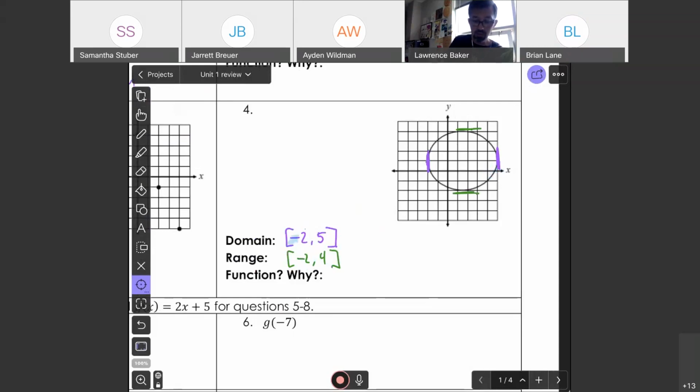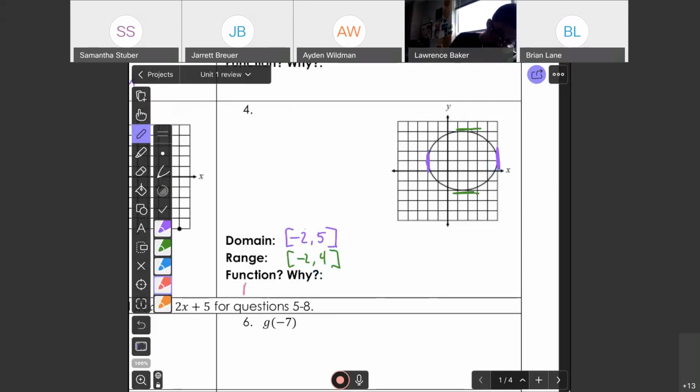So only numbers between -2 and 5 can be plugged in. Only numbers between -2 and 4 would come out. And we would never get 7 as an answer. We'd never get -12 as an answer. We can't plug in -12. We can't plug in 7. That math just doesn't work for that problem. And is this a function? Nope. Vertical line test again. It fails the vertical line test.